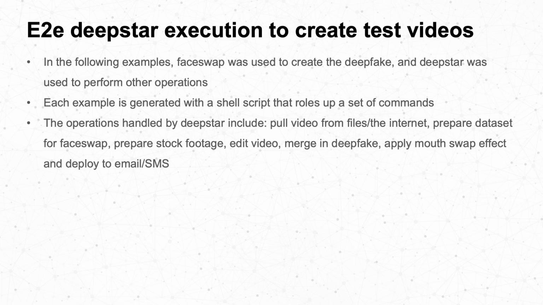The face swapped deepfake that was used as the first step in performing the mouth swap was created with the face swap utility that's available on GitHub, something that the face swap folks had created. And then the rest of the operations required to create these videos were created with Deepstar, which is a tool that we created as part of the research supporting this presentation. The operations that Deepstar handled included pulling the video needed to train face swap, pulling video needed to prepare stock footage, and all of the video editing operations. So this was done from the command line, basically: merging the deepfake into the broader video, as well as the application of the mouth swap effect and deployment via email and SMS were all performed by the Deepstar tool.